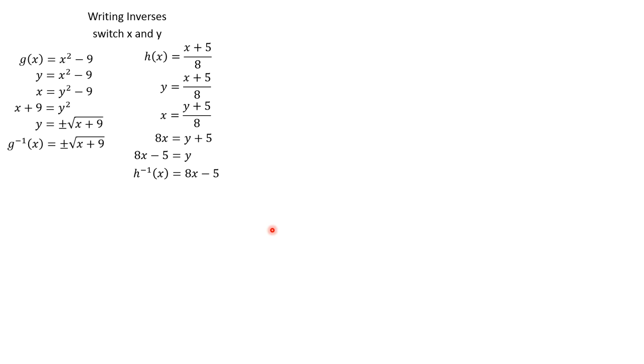So that's all writing inverses is. We just switch the x and y, and then solve for y. And again, we've done that. That's review. The new part is, how can we tell if two functions are inverses? And this is new because it uses those composite functions that we looked at yesterday.